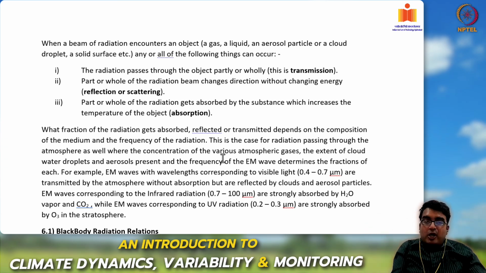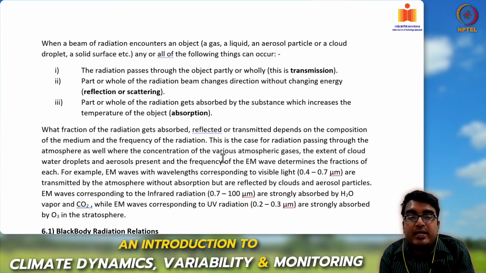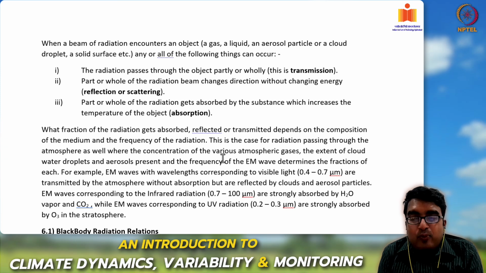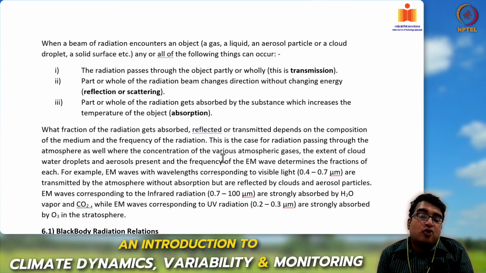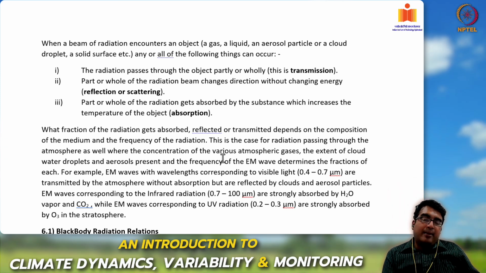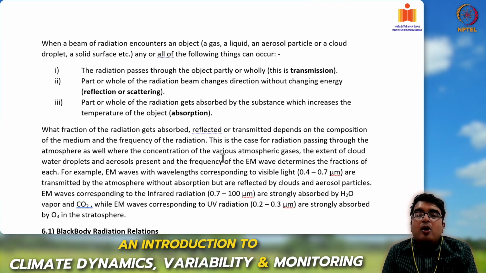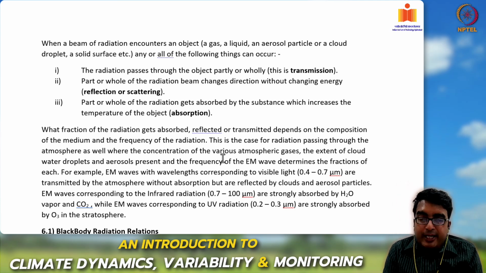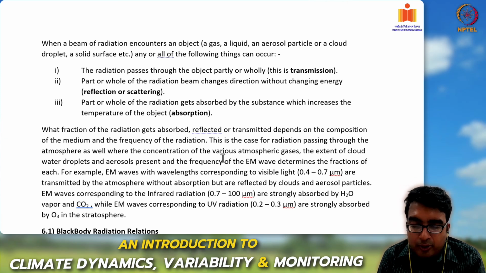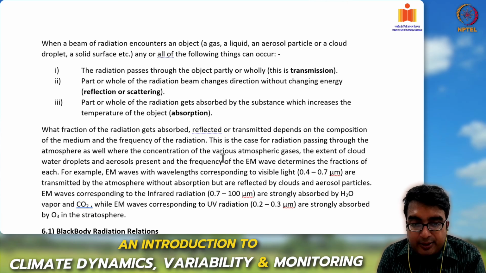There is no problem of the atmosphere absorbing this radiation before re-emitting it to space, as we discussed in our simple greenhouse gas models. EM waves corresponding to infrared radiation are strongly absorbed by water vapor and CO2, whereas EM waves corresponding to solar and visible light radiation, 0.4 to 0.7, are not absorbed. They are transmitted to the ground or reflected back to space. Whereas EM waves corresponding to infrared radiation, which is 0.7 to 100 micrometers, are strongly absorbed by water vapor and CO2, and that is why these two are very potent gases when it comes to the greenhouse effect.